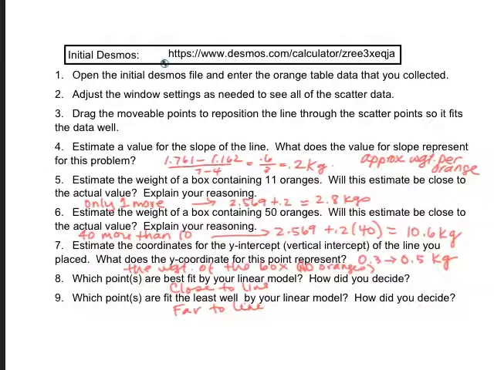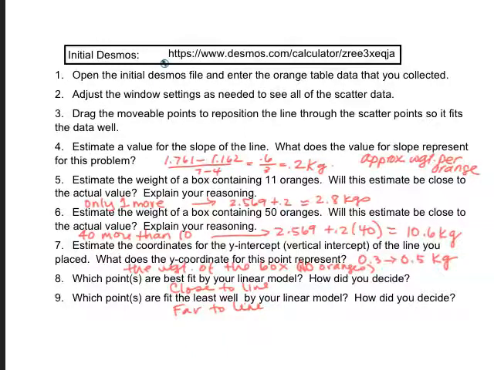Okay, then it says estimate the weight of a box containing 11 oranges. So we had a chart with 10 oranges. So I took the weight of the 10 oranges, and it's only one more, and I added 0.2, and I got 2.8 kilograms.